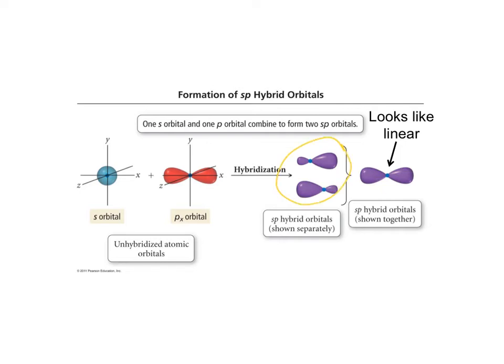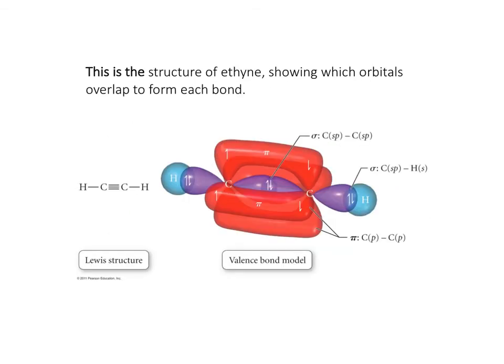So here, when you hybridize the s orbital and one p orbital, you get 2 of these sp hybrid orbitals out. And if this was the carbon here, its sp hybrid orbitals would be pointing 180 degrees away from each other, because an sp hybridized atom is going to have a linear electron geometry. Here you see the picture of ethyne, this molecule. So it's a carbon triple bonded to another carbon.